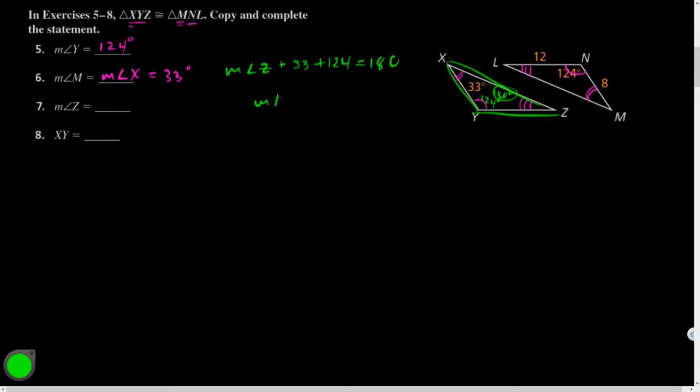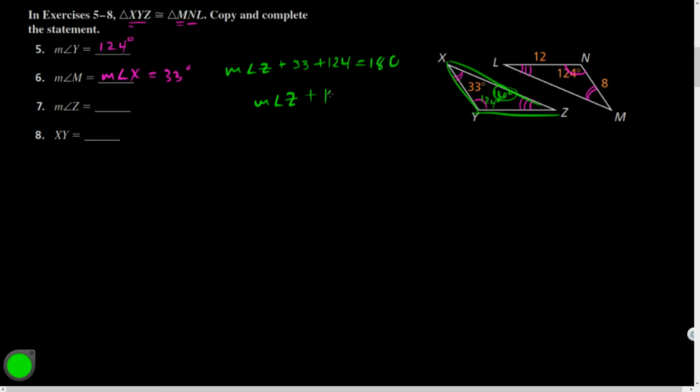Combine like terms, measure angle Z plus... they do say Z in Great Britain and Australia, I believe, right? And Canada? Did not know that. That's the name of the letter, I guess.